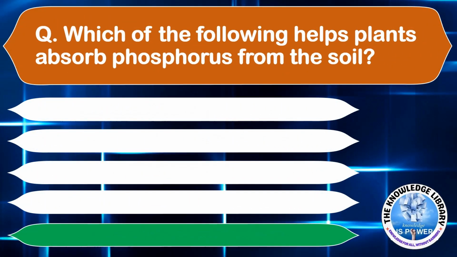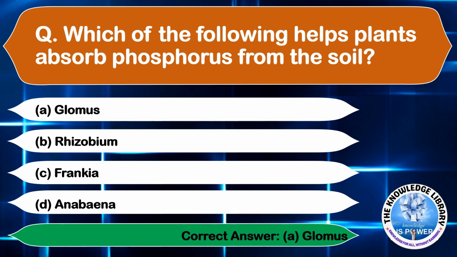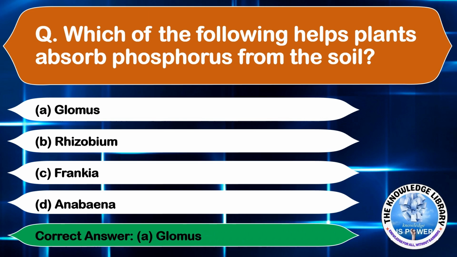Which of the following helps plants absorb phosphorus from the soil? Option A, Glomus. Option B, Rhizobium. Option C, Frankia. And option D, Anabaena. The correct answer is option A, Glomus. Moving on to the next question.